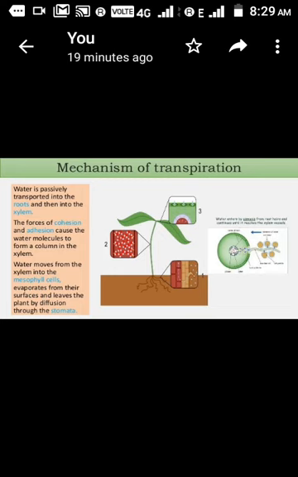Okay, because of these two forces, the water is maintained in the plant body and keeps moving from one place to another. Now water moves from the xylem into the mesophyll, that is the last step of water movement, evaporates from their surfaces and leaves the plant body by diffusion, that is, through the stomata. So these are the 3 different steps by which transpiration is carried out.